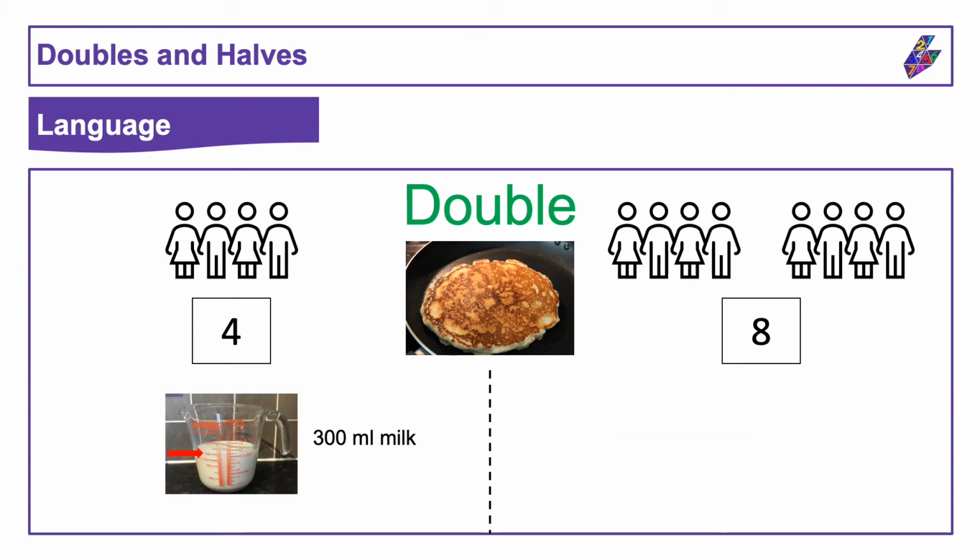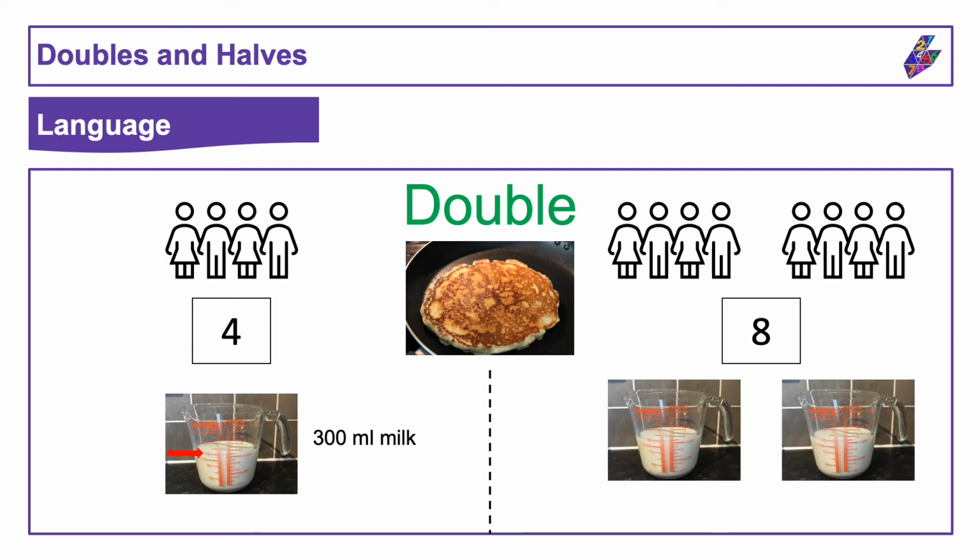Instead of 300 millilitres of milk, you'll need double the amount, or twice as much. You'll need 2 lots of 300 millilitres of milk. So 300 millilitres plus 300 millilitres is 600 millilitres. Or we can say that double 300 millilitres is 600 millilitres.